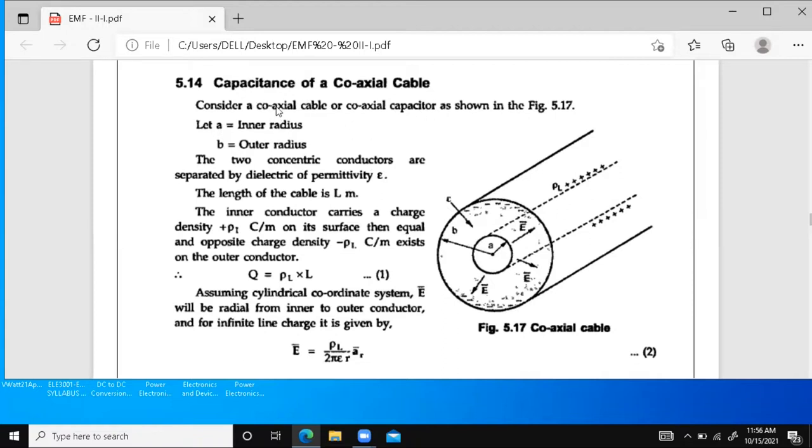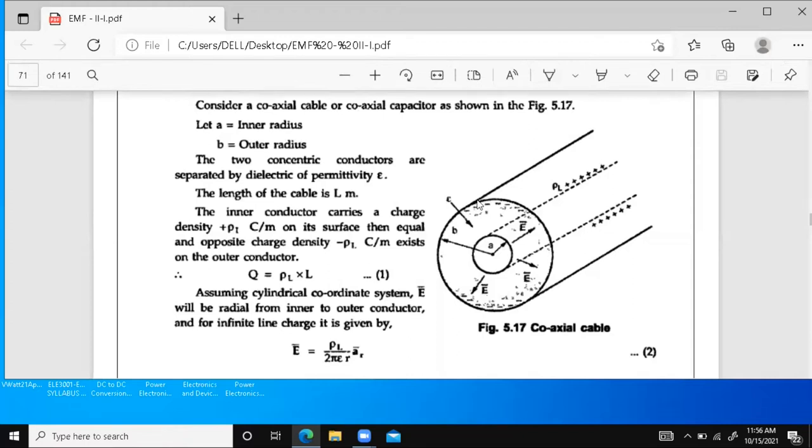Okay, so coaxial cable. Consider a coaxial cable, or a coaxial capacitor, shown here. The inner conductor has radius a, the outer has radius b. Remember, this is a conductor and this is a conductor, separated by a dielectric. It has length L. Your charge is rho L per meter. The inner conductor carries the positive charge, the outer conductor the negative charge. Q is rho L times L. E, as from before, is given as this. We already derived this years ago.